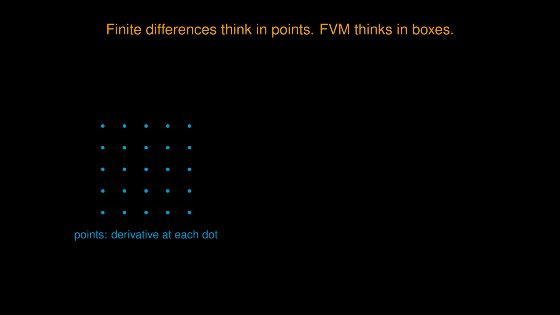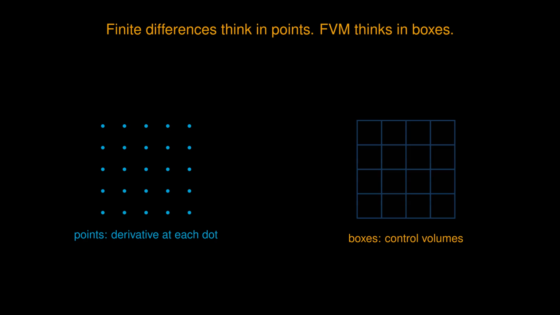Finite differences think in points. Lay down a grid, approximate the derivative at each point. The finite volume method thinks in boxes. You chop the domain into little cells called control volumes. And instead of asking what the derivative is right here, you ask something more physical. How much stuff is inside this box, and how does that amount change?